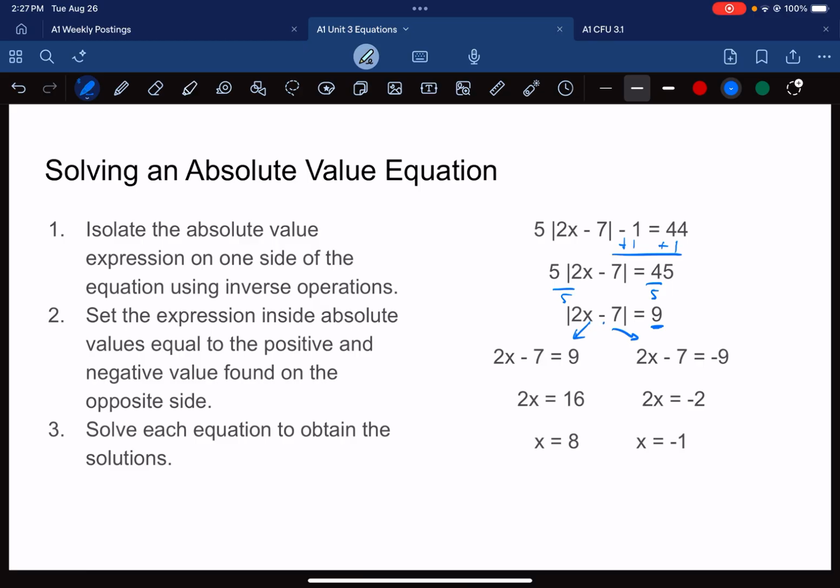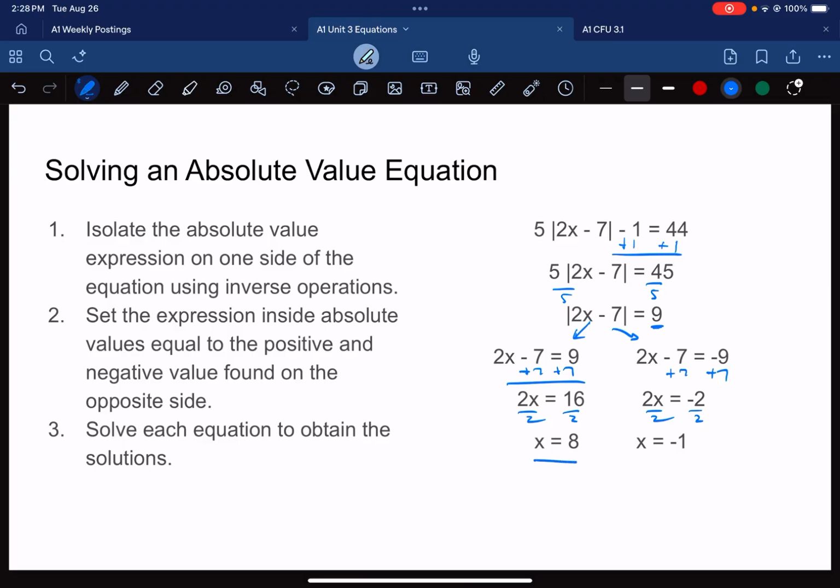So that means 2x minus 7 has to equal either a positive 9 or a negative 9, because both of those have an absolute value of 9. And then you'd solve each of those mini equations. In this case, I added 7 to both sides here, and that gave me 16. Then I divided by 2, and I got 8. I did the same thing over here. I'm going to add 7 to both sides, and I get -2. I'm going to divide by 2, and I get -1.